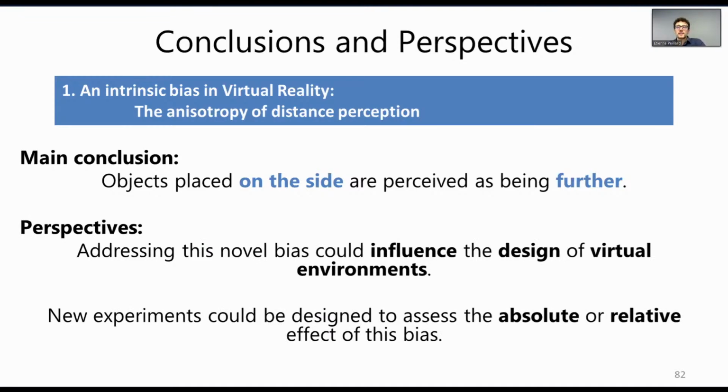Considering this novel bias can influence the design of virtual elements and perceptual studies. Our experiment shows that when forward is identified as a specific direction, the perception of the visual space will be affected. Moreover, more experiments can be designed to further evaluate this bias. Here, we focus on the relative perception bias between in front and on the side. However, we could also compare these estimations in virtual environments with estimation in real environments to measure the absolute effect of this bias.